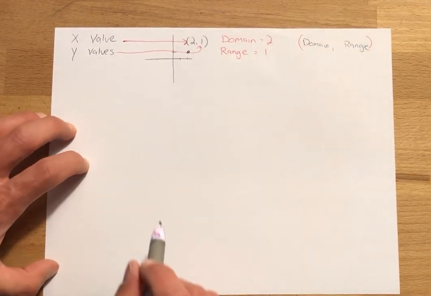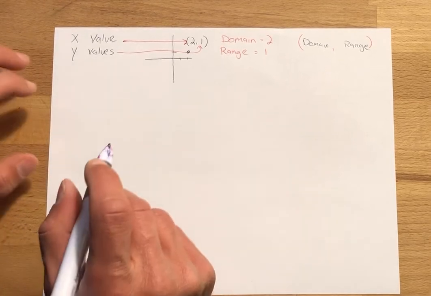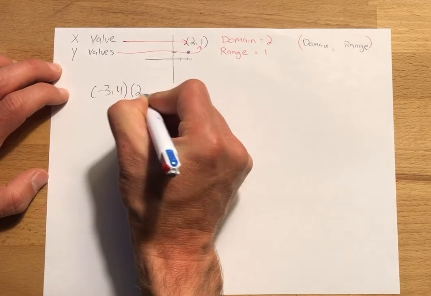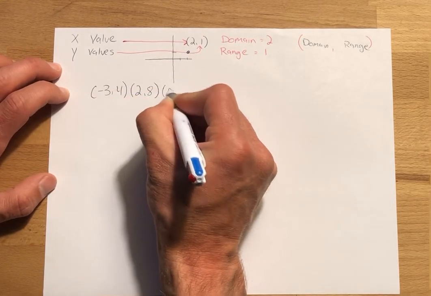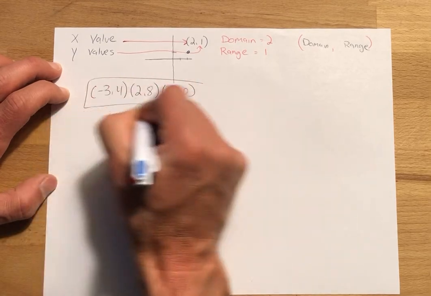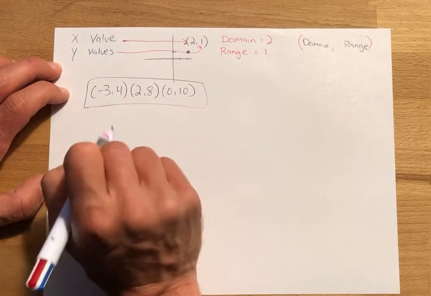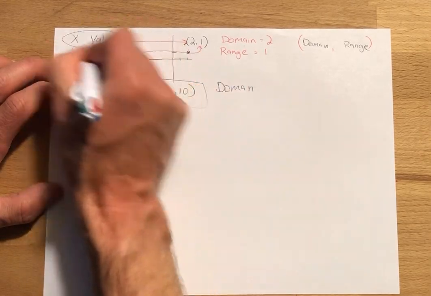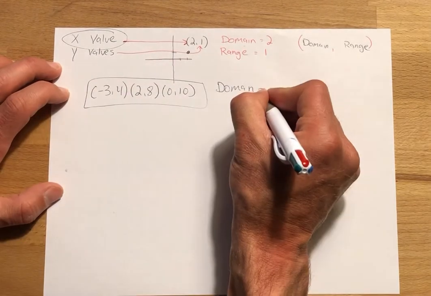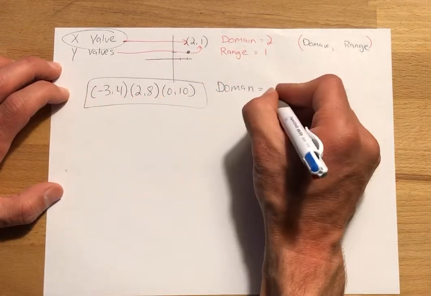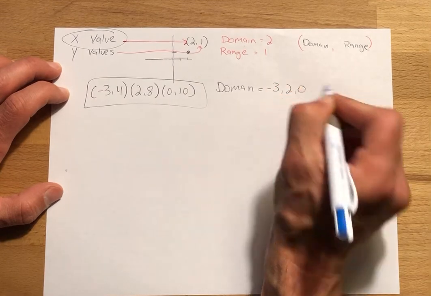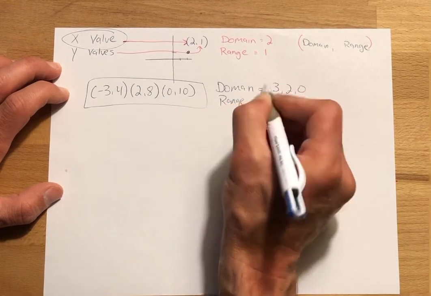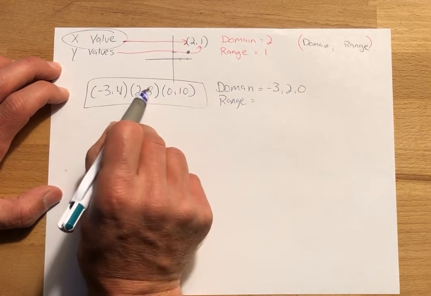So on the example where I say -3, 4, 2, 8, and 0, 10, I gave you these 3 coordinates. And then the question is, what is the domain of these 3 coordinates? What is your domain, or your x values? So your domain would be -3, 2, and 0. You don't need to list it in any specific order either. What's your range of these coordinates? Your range is your y values, 4, 8, and 10.